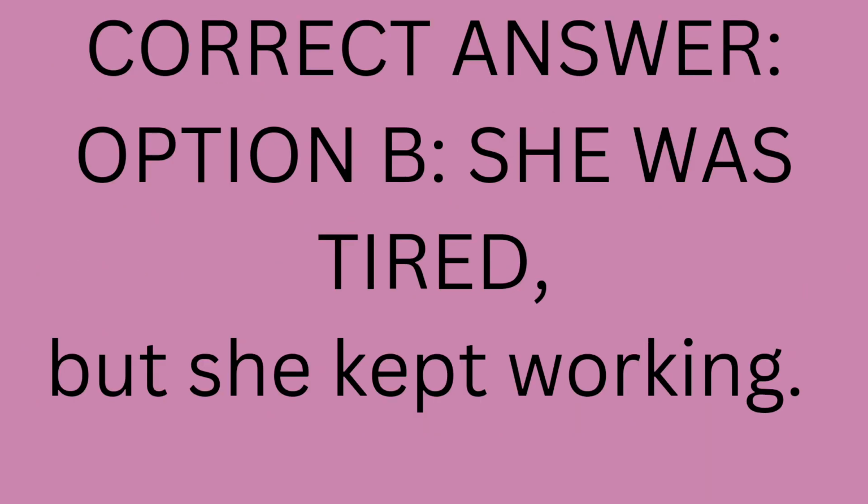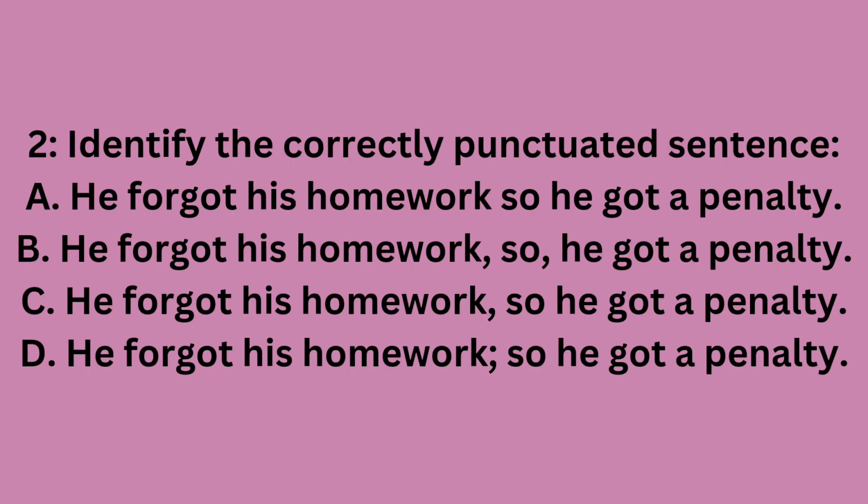The correct answer to that question is in option B. "She was tired, comma, but she kept working." Remember we said that whenever you want to introduce a coordinating conjunction, you should put a comma before you write your second independent clause. So, "she was tired," comma, then the coordinating conjunction "but" before the second independent clause, "she kept working."